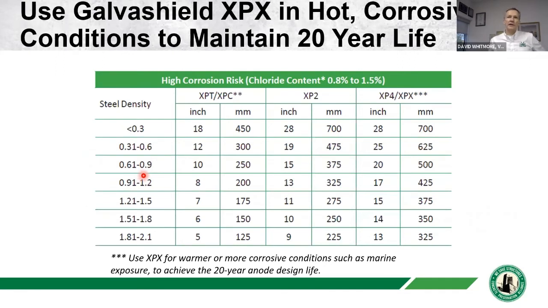I didn't point this out the previous time I showed you this slide, but if you look at the very last column over here, I said the larger anodes, there are actually 2 of them listed here, XP4 and XPX. Both of them will have the same spacing for the same condition, but XPX has twice as much zinc in it. So it will last longer in applications where you have very high ambient temperature, or very corrosive environments.